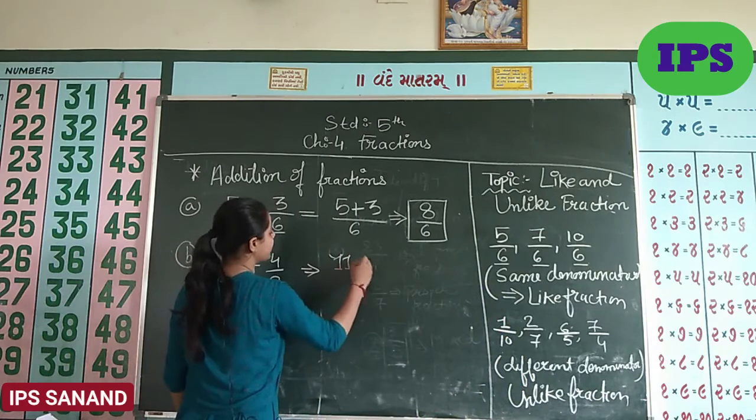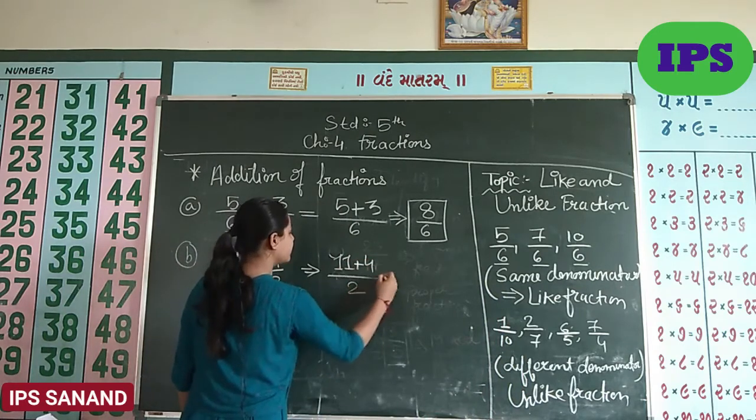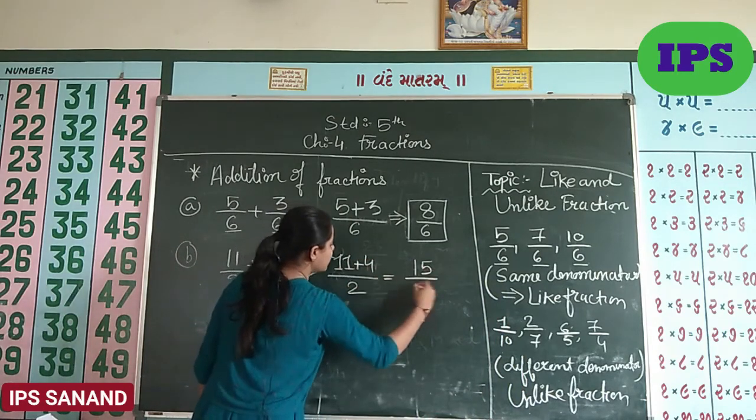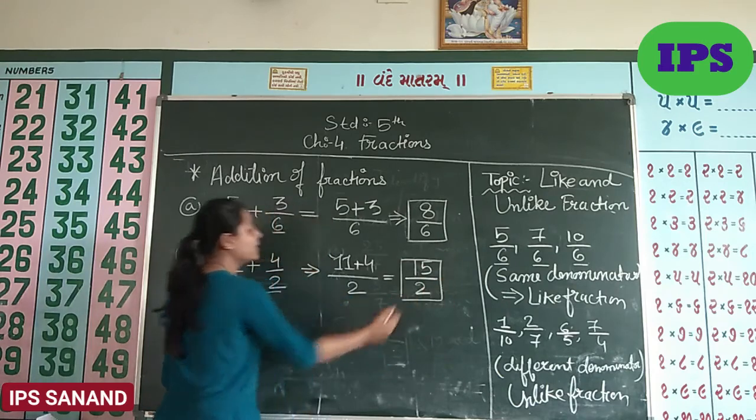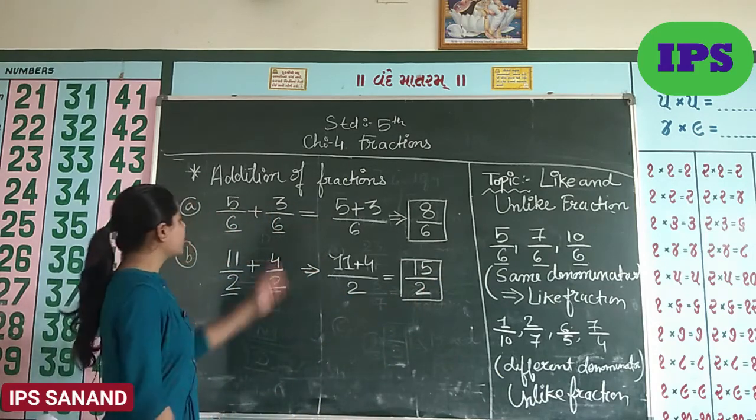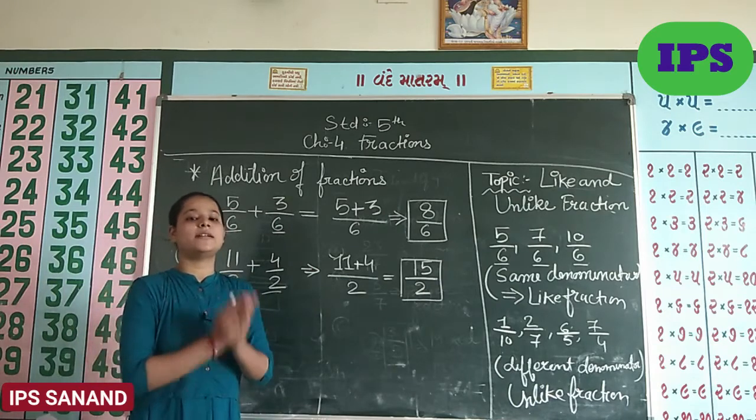Now, 11 plus 4 upon 2. So 11 plus 4 will be 15. One thing you have to remember is you don't have to add denominators.